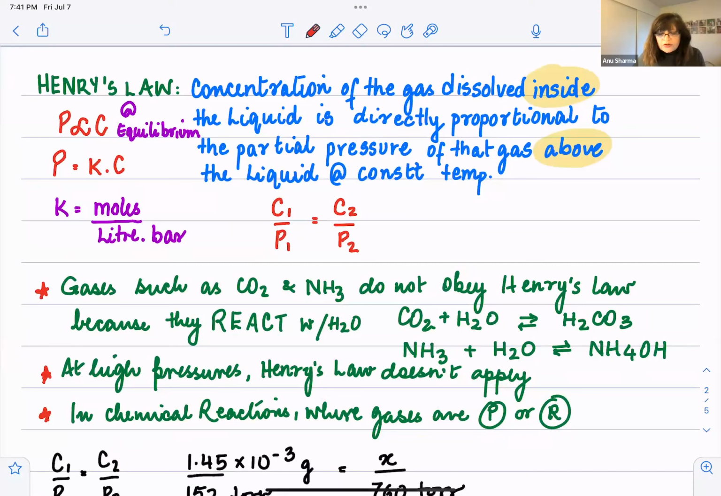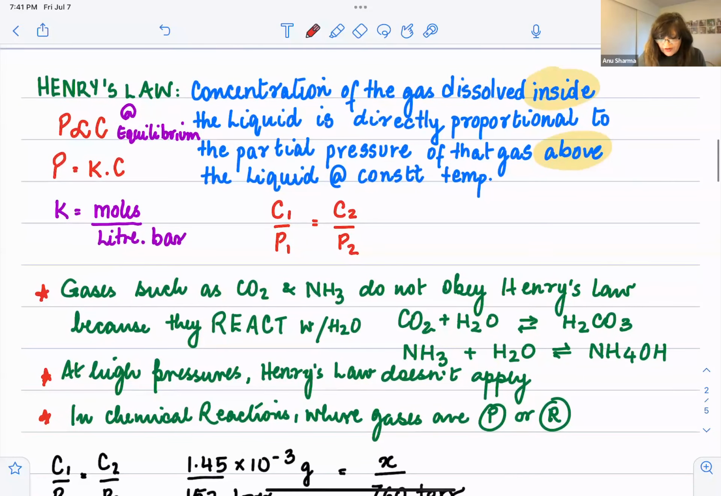If you put a lot of pressure inside the water or any liquid or any solvent, the gases can be forced to dissolve at a low temperature in the liquid solvents, right? Or the other thing is, Henry's law talks about the concentration of the gas dissolved inside the liquid being directly proportional to the partial pressure of that gas above the liquid at a constant temperature.